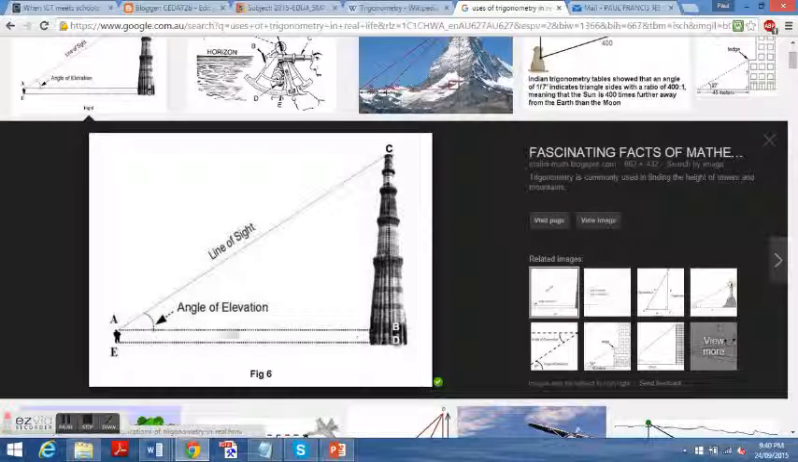Well, here's an example of how trigonometry could be used in the real world. Let's say we're standing here and we know that we are a certain distance away from a tower. And we also have something called an inclinometer that can measure the angle from the ground to our line of sight to the top of the tower.